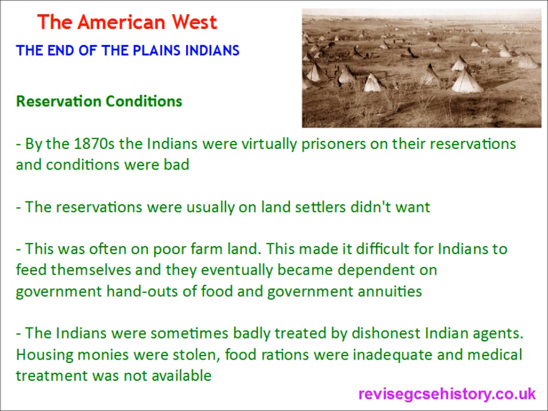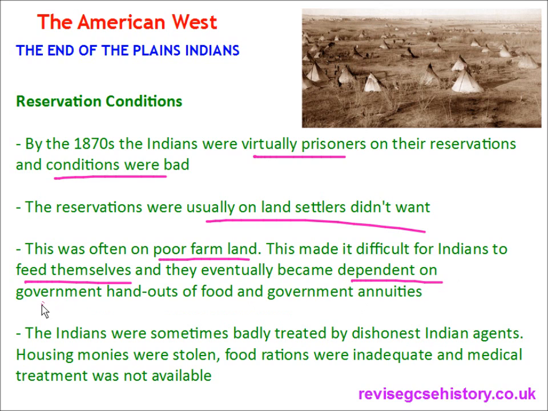Anyway, we've said in a previous video that not many buffalo were on the plains at this time anyway. So, reservation conditions, what were they like? By the 1870s, the Indians were virtually prisoners on their reservations, and conditions were bad. The reservations were usually on land settlers didn't want. This meant that the land that reservations were on was often poor farmland. This made it difficult for the Indians to live as farmers and for them to feed themselves, and they eventually became dependent on government handouts of food and government annuities.